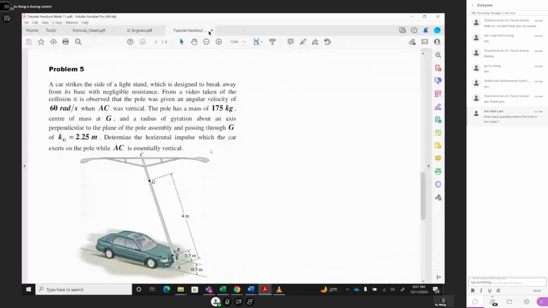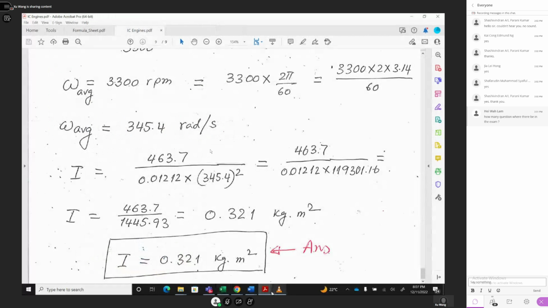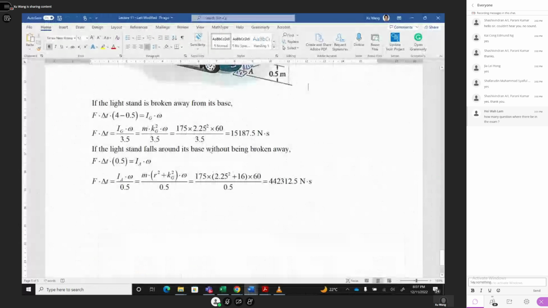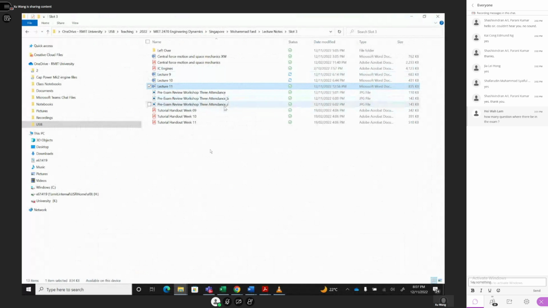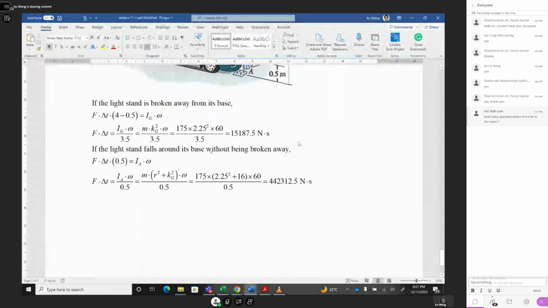Okay, so far we finished 11, right? This is 11, and so far we finished all the examples. Then for the rest of the time we will study central force moments. We study central force moment. Hold on.